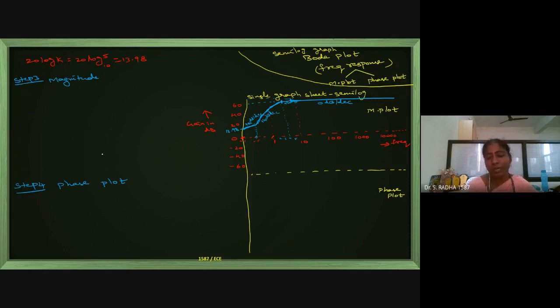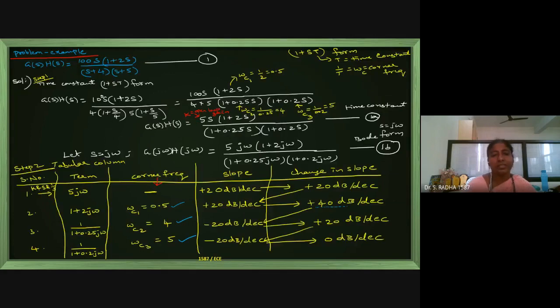Okay. Now, step number 3 is magnitude calculation. This is our tabular column. We have 3 corner frequencies. It is compulsory that we assume one lower corner frequency omega L and one higher corner frequency omega H. Lower than the lowest, higher than the highest we have to assume.